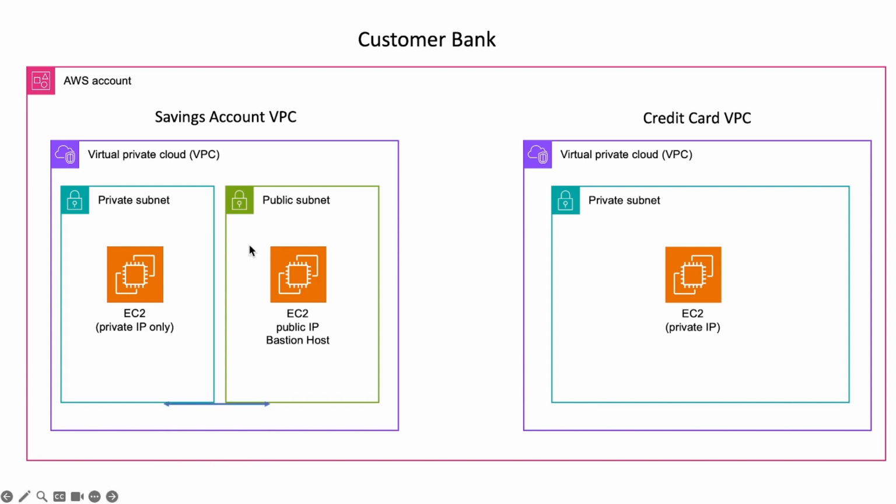Technically, subnets within a VPC can communicate with each other. But VPCs cannot communicate with each other by default. And to enable this communication, we need to do something called VPC peering. We need to create a peering connection between these two VPCs for the communication to work correctly.